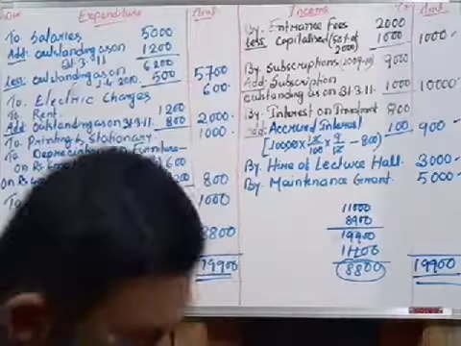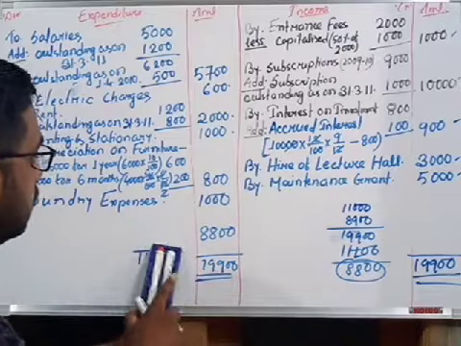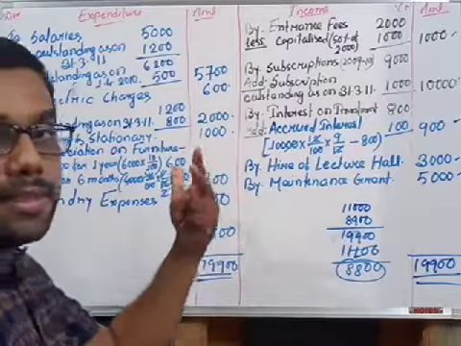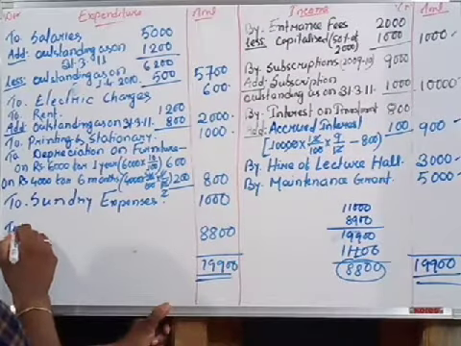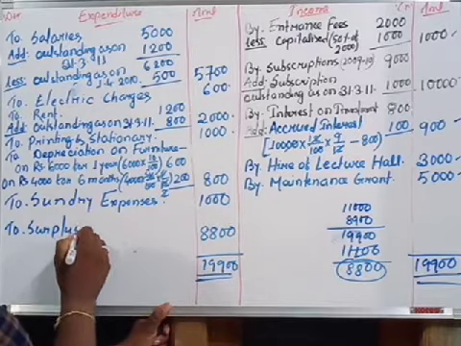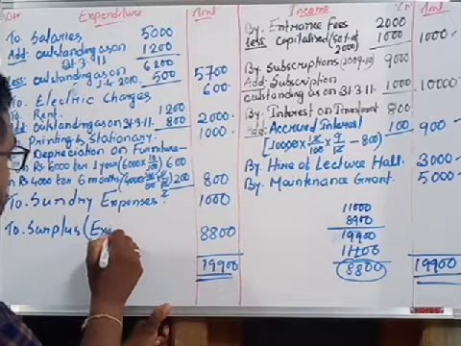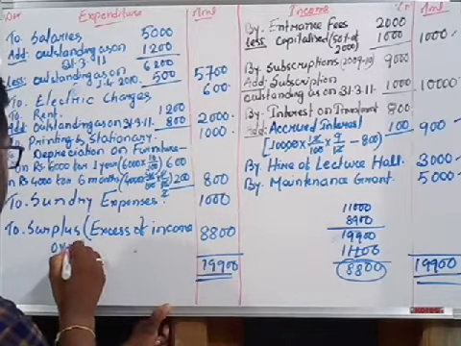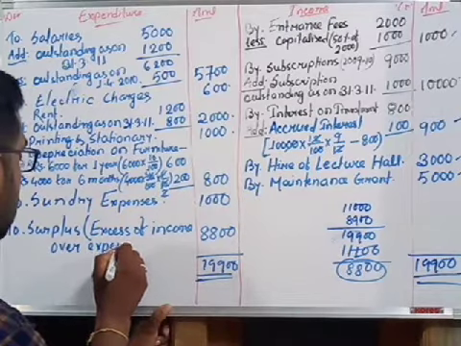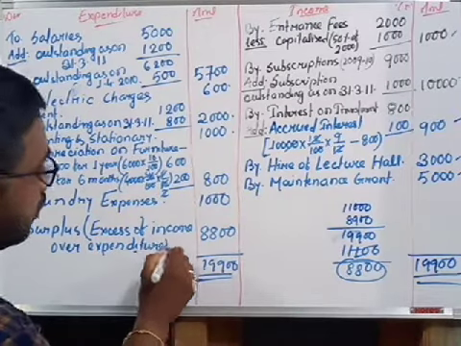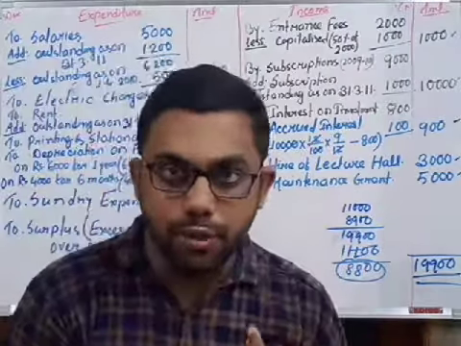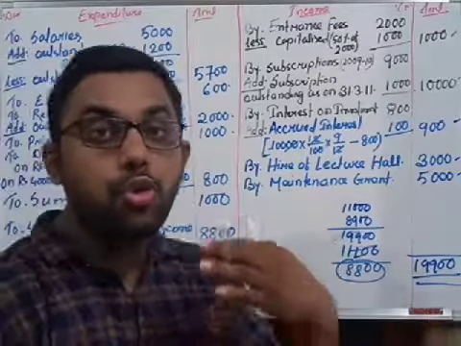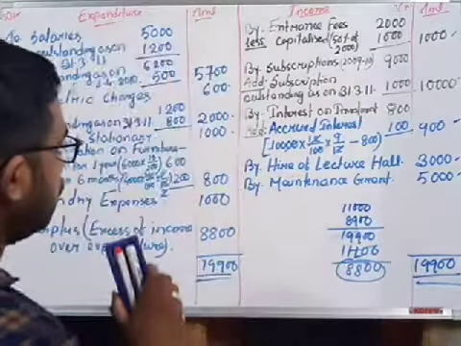So how we can write it: the expenditure is less than income, that means the club has a surplus. Surplus, and in bracket we have to write excess of income over expenditure. Okay, this is the solution of our current question. And regarding the depreciation, how you can show it in workings, let me show you.